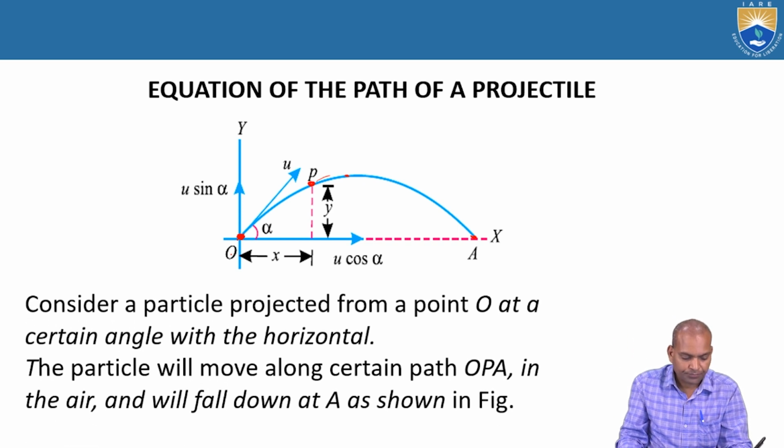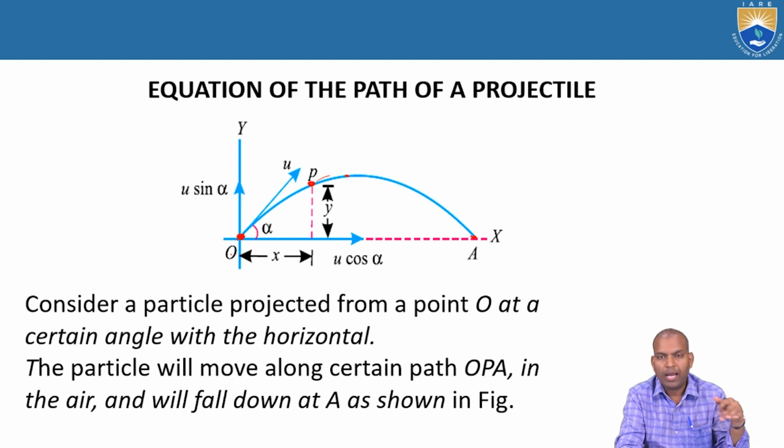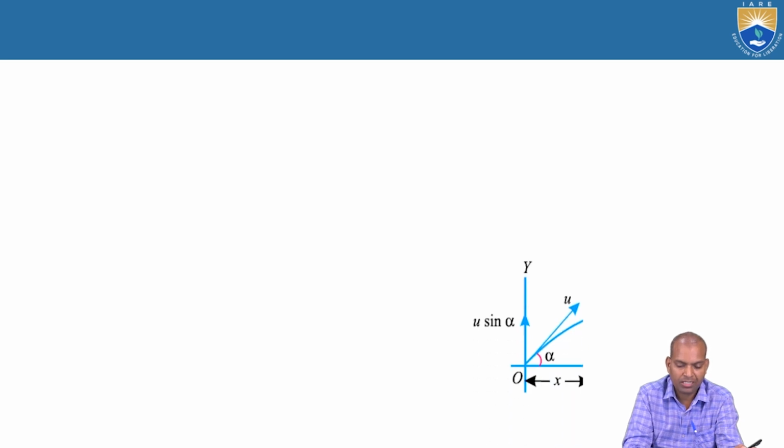Now we consider the path of a particle projected from point O at a certain angle with the horizontal. That angle of projection is alpha, and the particle will move along a certain path. That path is OPA in the air, and finally it will fall down at point A. The starting point is O and the hitting point is A. That OPA is known as the path of the projectile, or the trajectory.